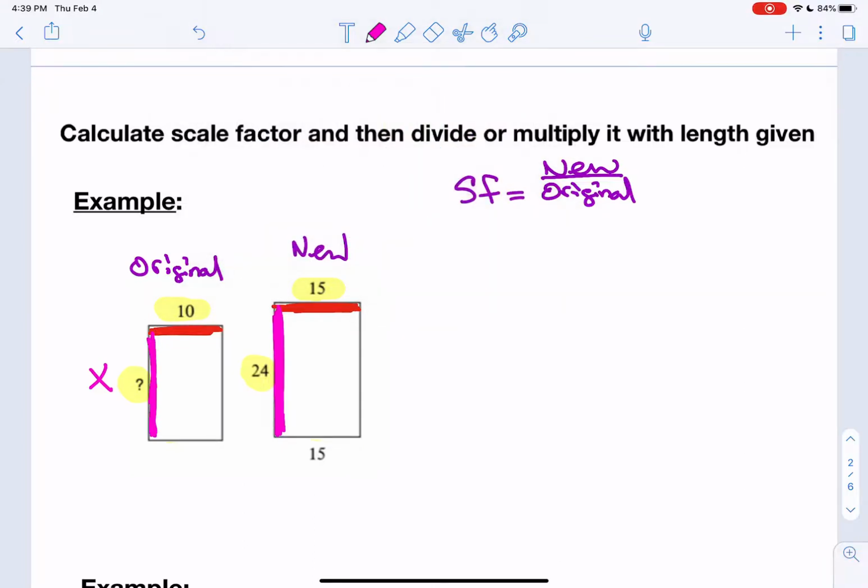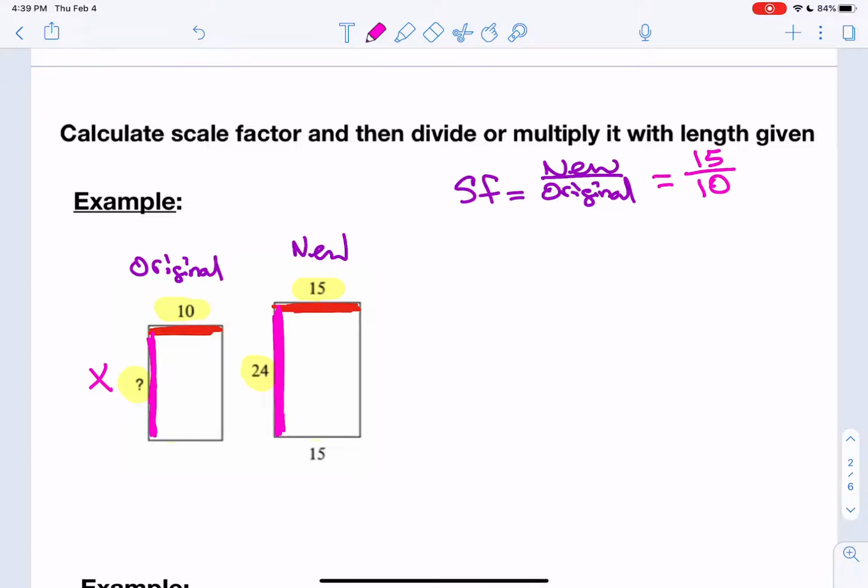Oops. The scale factor is new over the original. Well, we have the 15 and 10, so that's what we need to use. Okay, they're always going to give you a side that works for both images that have a number. So that's what you're going to use. Now, the new is 15. The original is 10. So it's going to be 15 over 10.